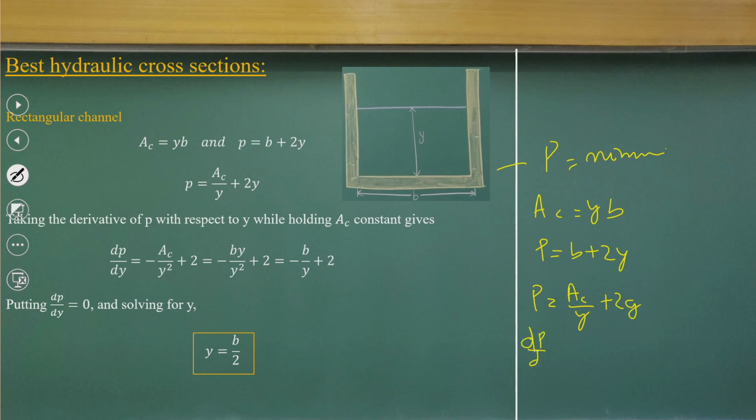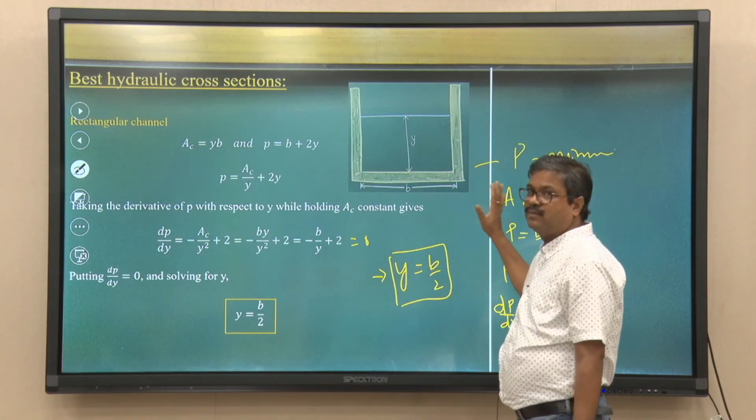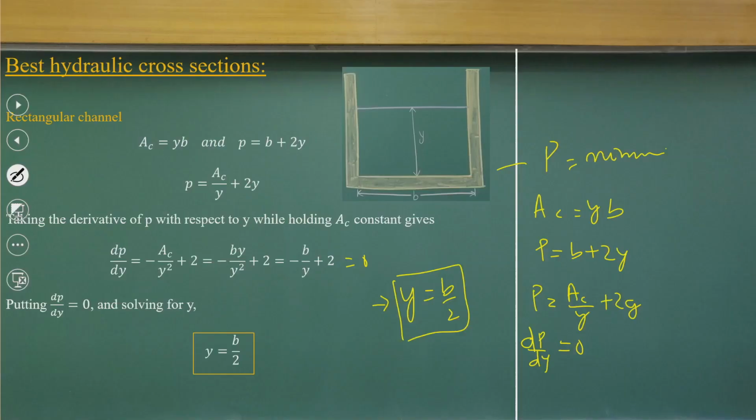So, dp by dy is equal to 0. That condition, when you put it, you will get y equal to b by 2. That is the best condition in terms of construction, because that is the condition where your perimeter is minimum. That means y will be half of the channel width. That is the best cross section for rectangular cross sections.